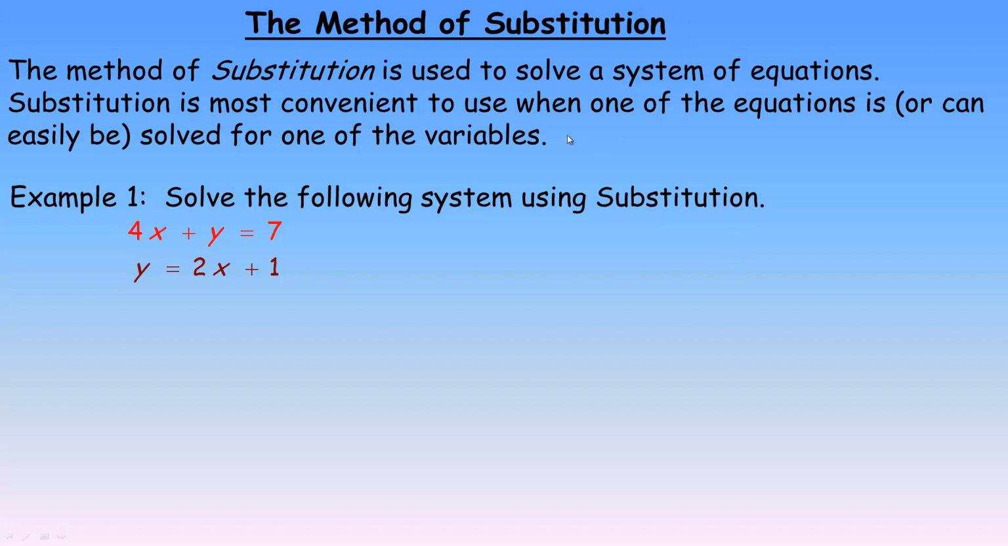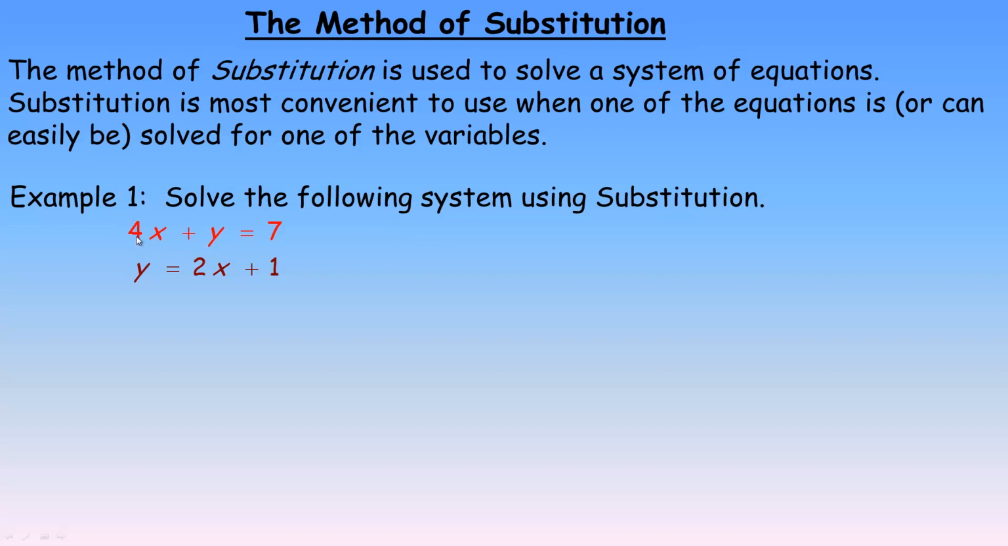In this tutorial, we'll take a look at the method of substitution. It's one of the two main algebraic ways to solve a system of equations. And substitution is most convenient, when you have a choice, that is, to use when one of the equations is already solved for a variable, or it can easily be solved or rearranged for one of the variables, x, y, whatever the variables are. And in example 1 here, we're asked to solve this following system.